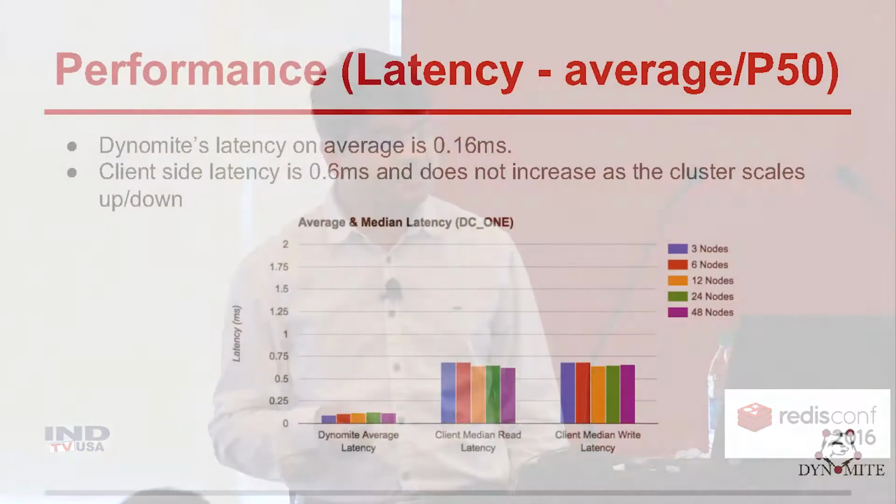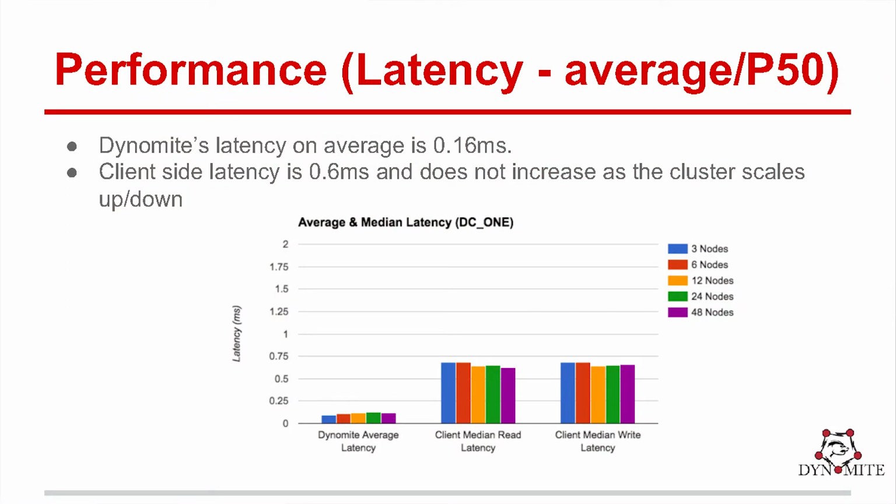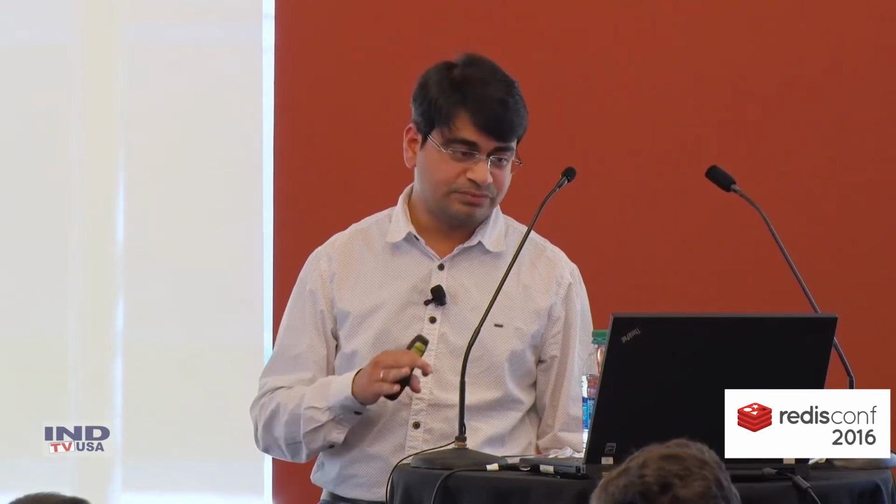So this is the latency graph that we observed. On the leftmost is Dynomite average latency, which means it was only the server side latency that we saw. And on the right are client side median read and write latencies. We saw that the client read and write were sub-millisecond. This was probably much better than we expected. This essentially showed that we got what we wanted to achieve out of Dynomite.